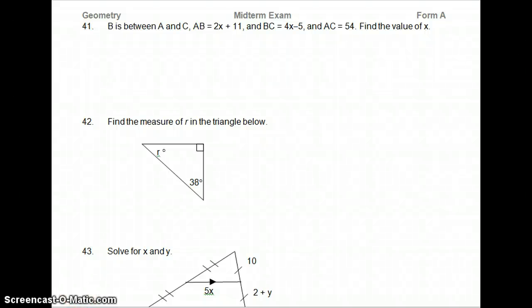41. B is between A and C. AB equals 2x plus 11 and BC equals 4x minus 5. And then AC is 54. Find the value of x.